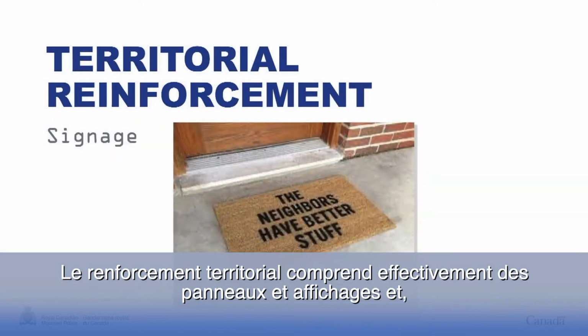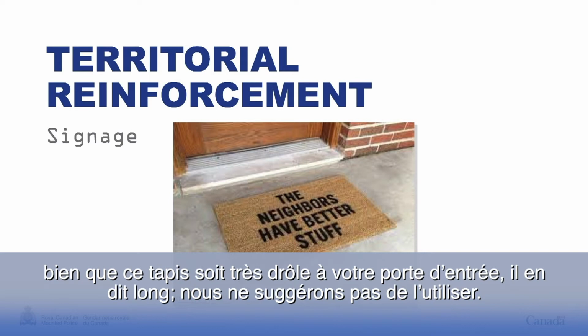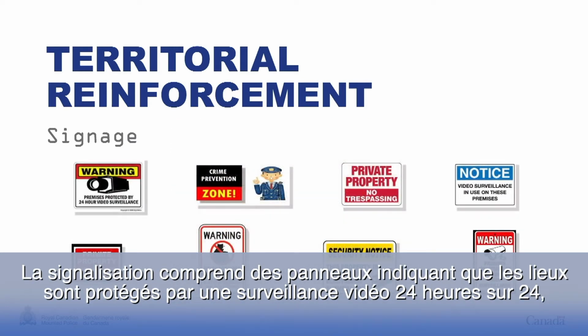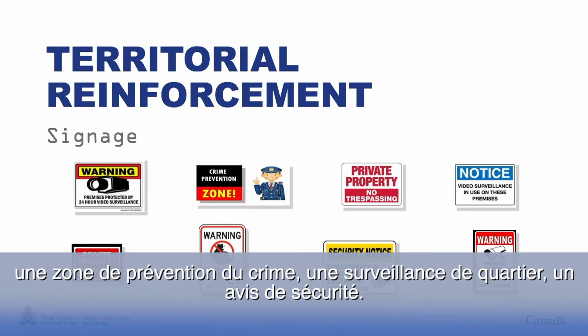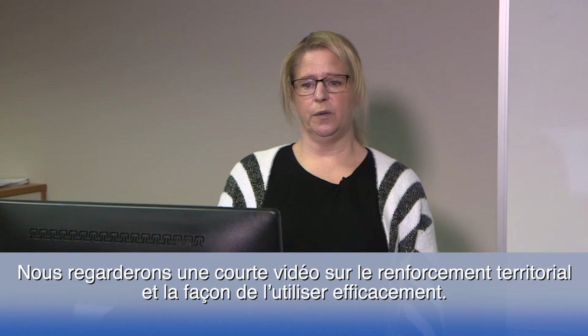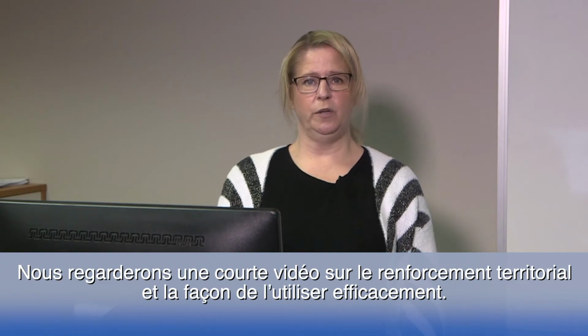And territorial reinforcement does include signage, and although this mat is very funny to have at your front door, it does speak volumes, we don't suggest actually using it. And signage includes warning, premises protected by 24-hour video surveillance, crime prevention zone, neighborhood watch, security notice, and we will be watching a short video on territorial reinforcement and how to use it effectively.